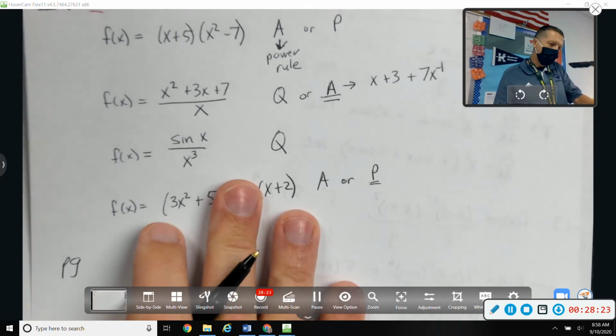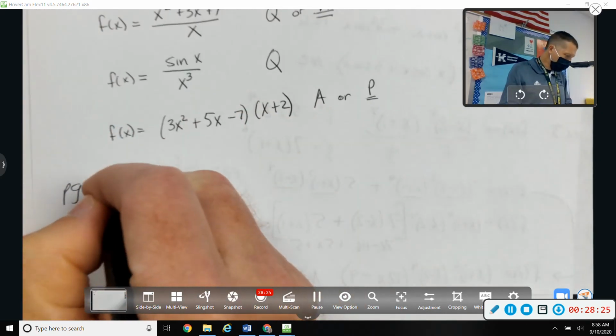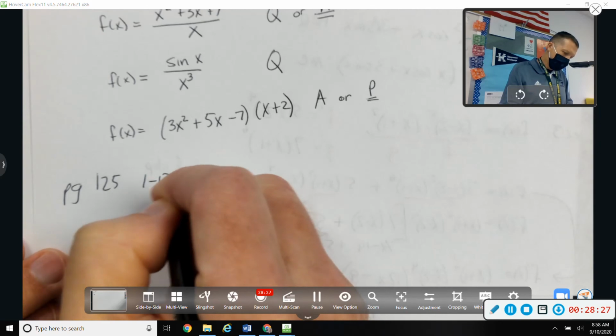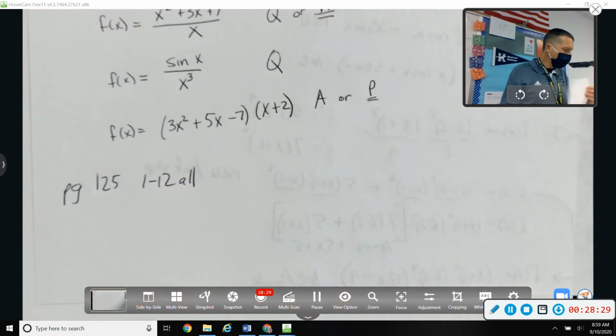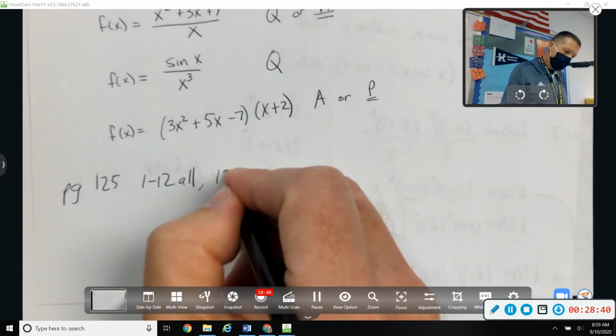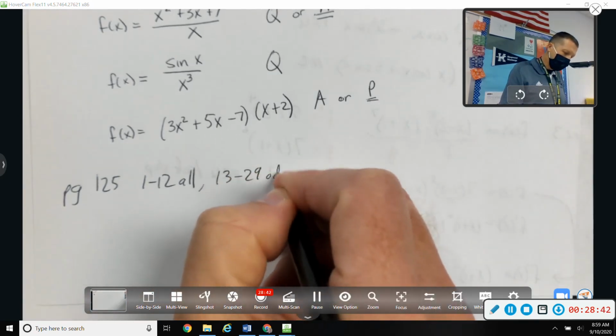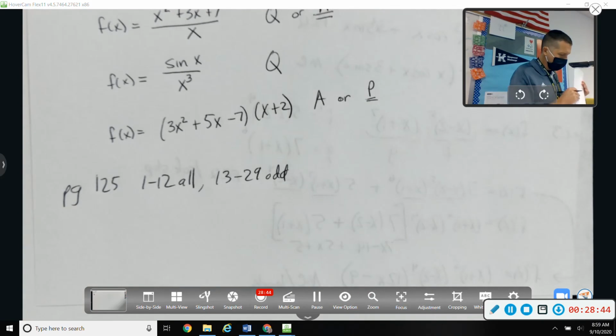All right, the assignment, page 125, 1 through 12 all. So that's very straightforward product and quotient rule. In fact, it just tells you which one to use. 13 through 29 odd. That's where some of those kind of coax you into using one or the other or using algebra.